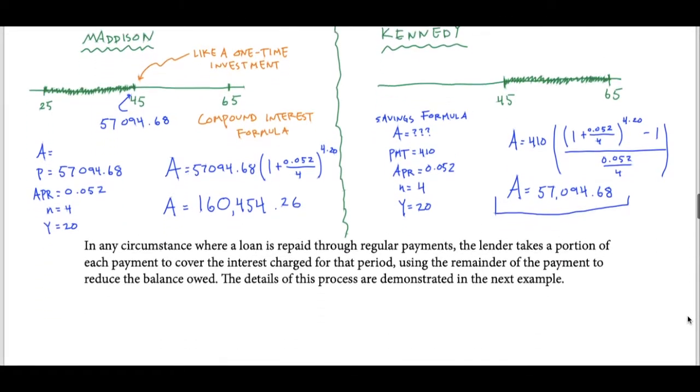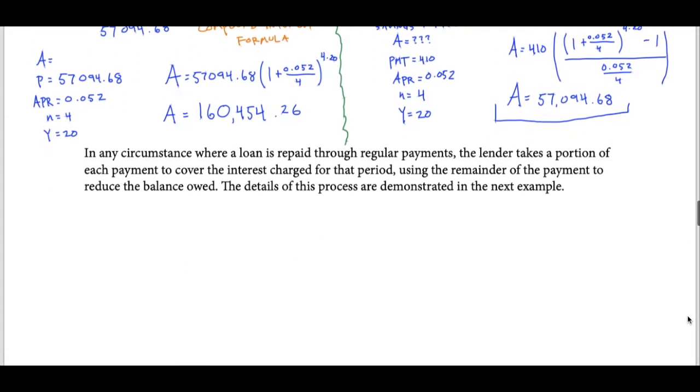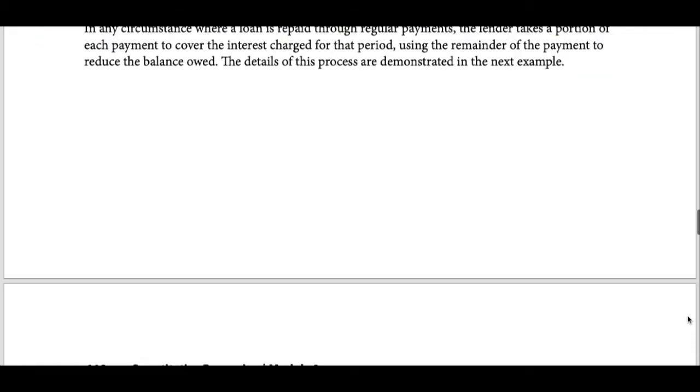Underneath example 9.3, there's a short paragraph that points out that anytime we borrow money and pay it back through regular payments, say if you borrow money to buy a car and you make monthly payments, or if you borrow money to buy a house, that is, you get a mortgage and you send in your monthly mortgage payment, in any context that has that structure, the payment that you send in gets divvied up between interest to the lender and a payment towards the loan. The next example demonstrates this process.